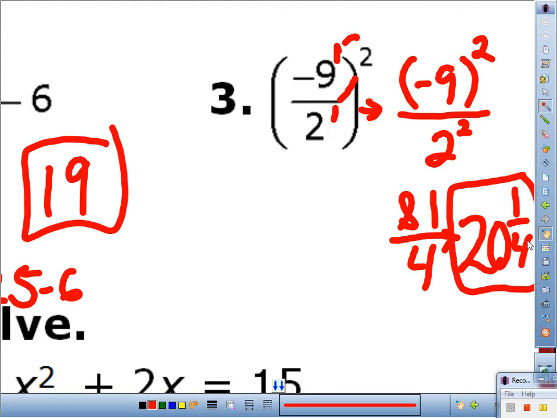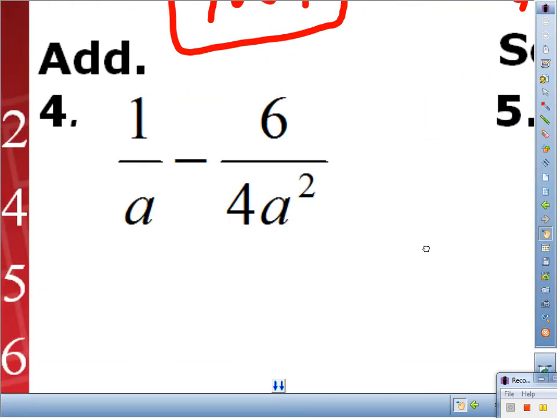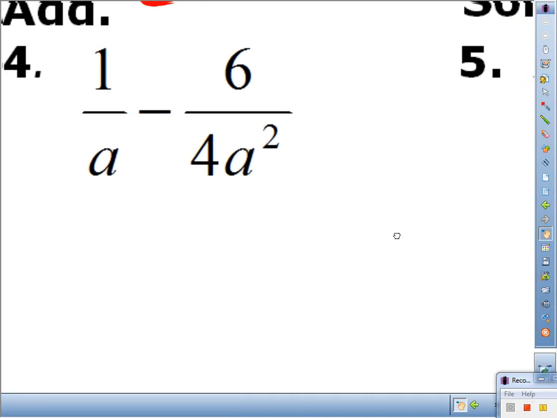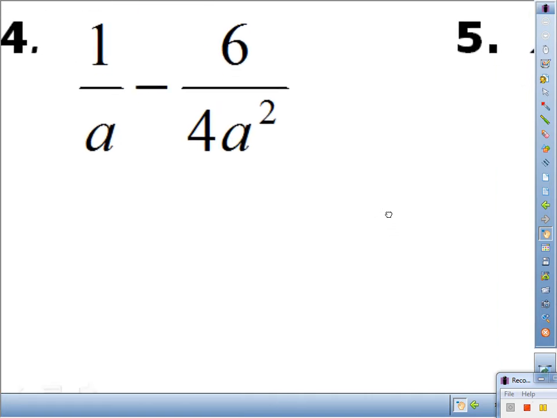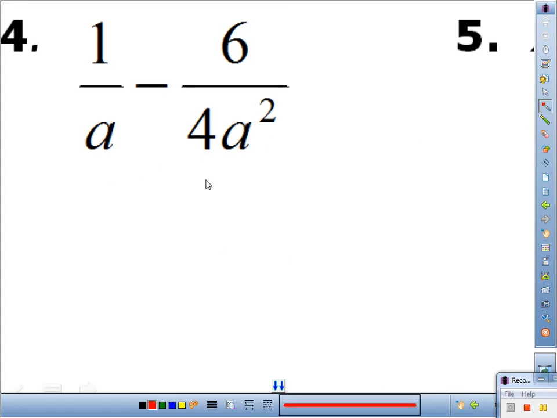Go to number 4. Number 4. It says add. But let's say I leave it as a subtraction, because we can change this to the additive inverse by doing the plus minus here. However, look at it. If we have two fractions, what is the very first thing we need to do? Don't look at those, just think of any two fractions. If I ask you to add or subtract two fractions, what needs to be true? They need to have a what?